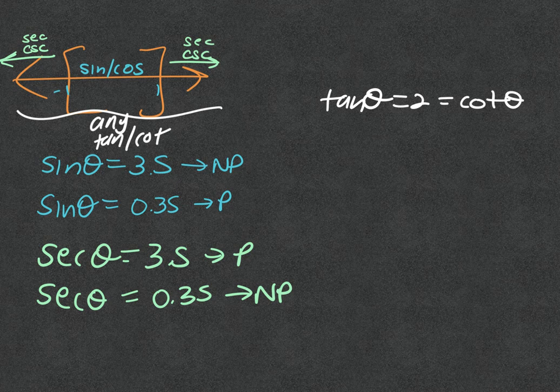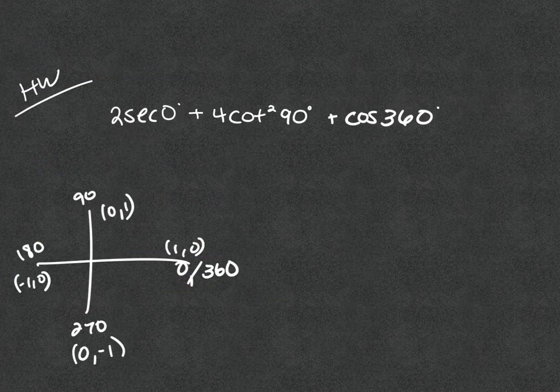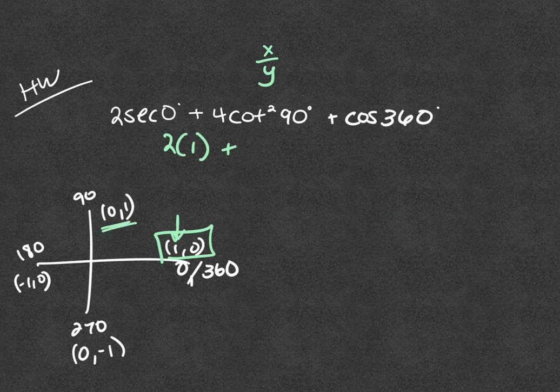Camilla: Can you go back to the problem? So at 0 degrees, which is this coordinate point, secant's the reciprocal of cosine. Cosine is 1 because it's the x. The reciprocal of 1 is still 1, so it doesn't matter on that one. So you have to find cosine and then flip it. Cotangent is also x over y. So at 90, it would be 0 over 1, so 4 times 0.